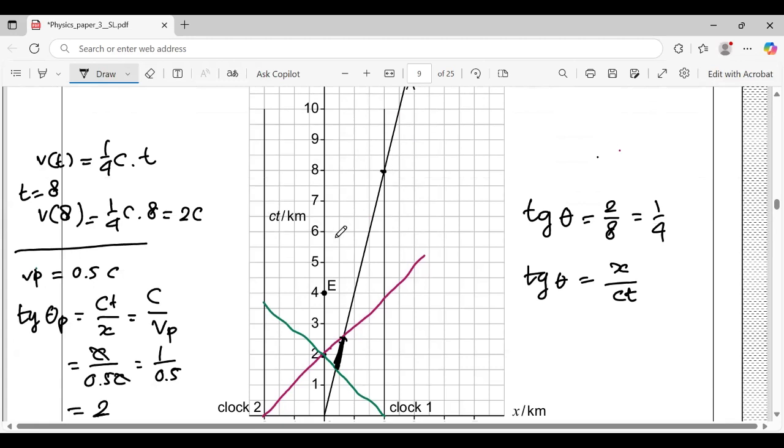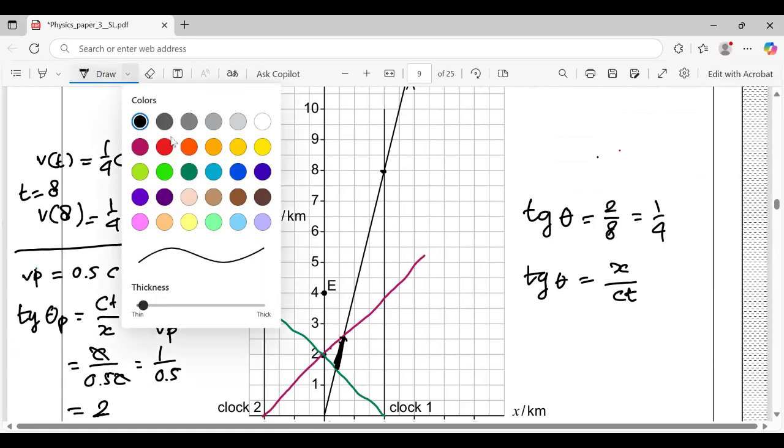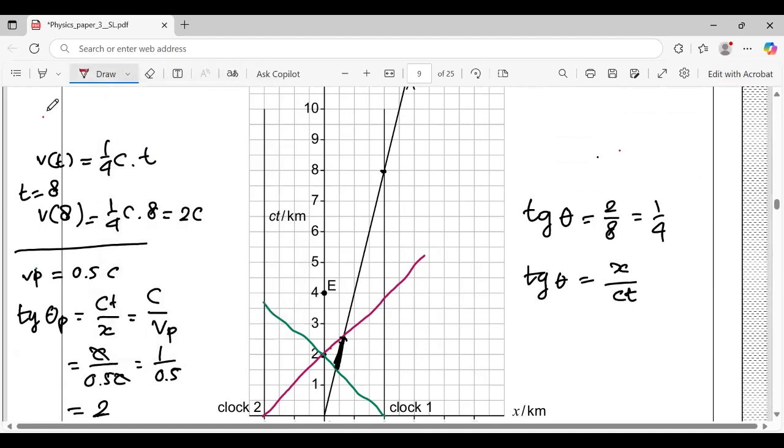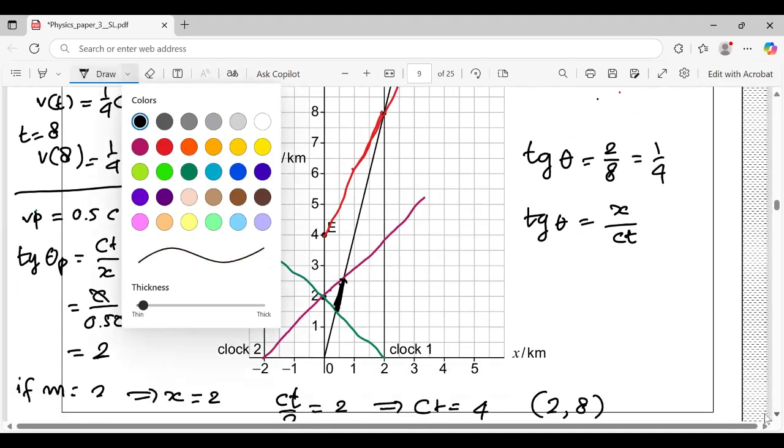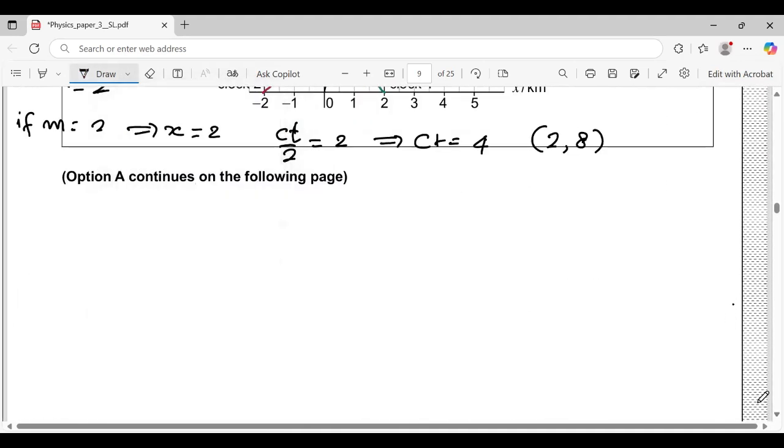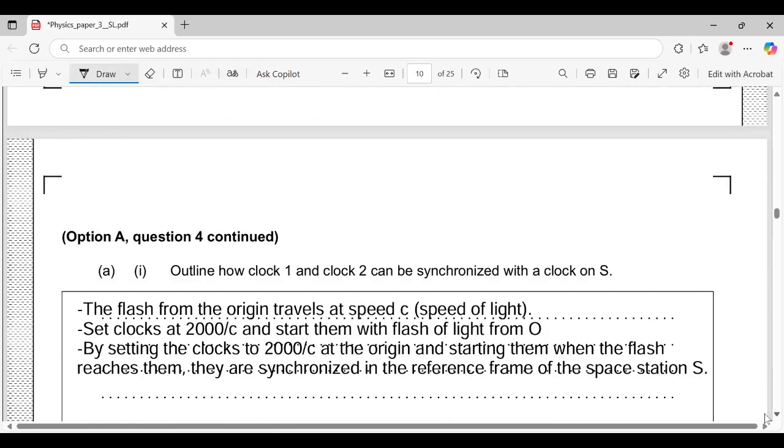Okay, so the line here. I'm going to sketch the straight line. This is the straight line. You can sketch your own straight line as well. Okay. Let's continue to the next question.